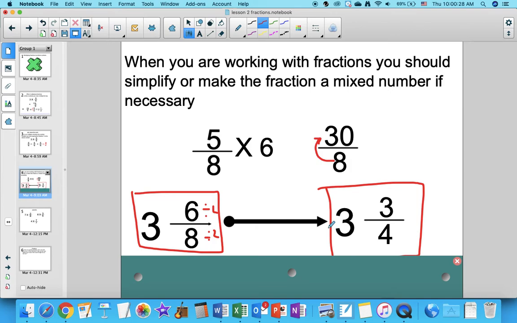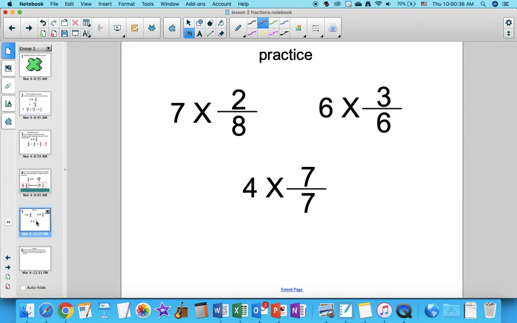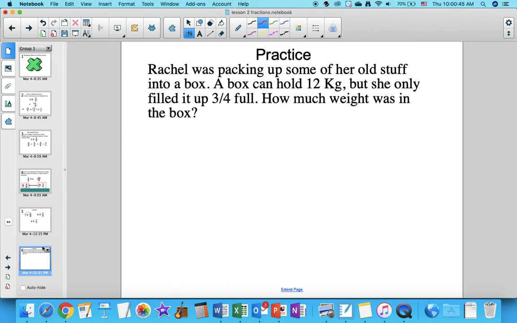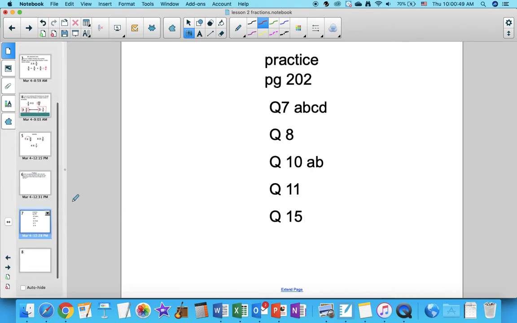And so this is the correct answer. Common mistake students will make is they will stop at these parts and not move further to the final answer. So try and solve these on your own. These shouldn't be too difficult. Remember, you're just multiplying the top and then simplifying. Then try this word problem.